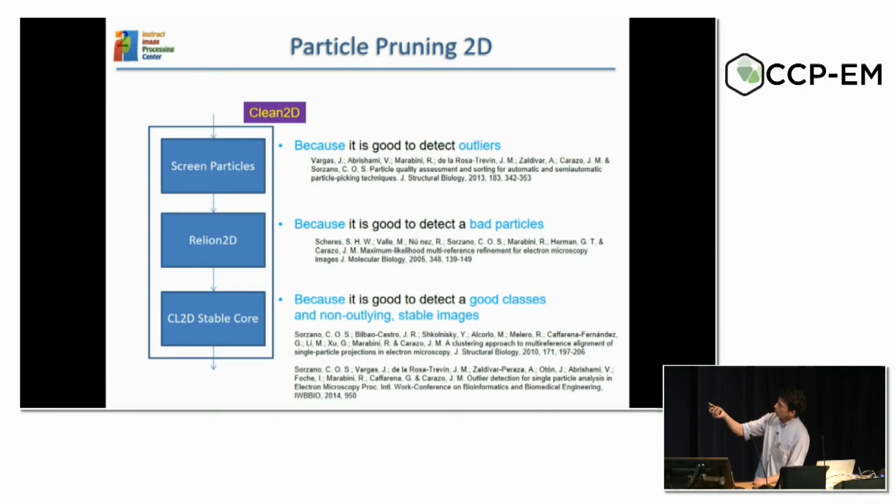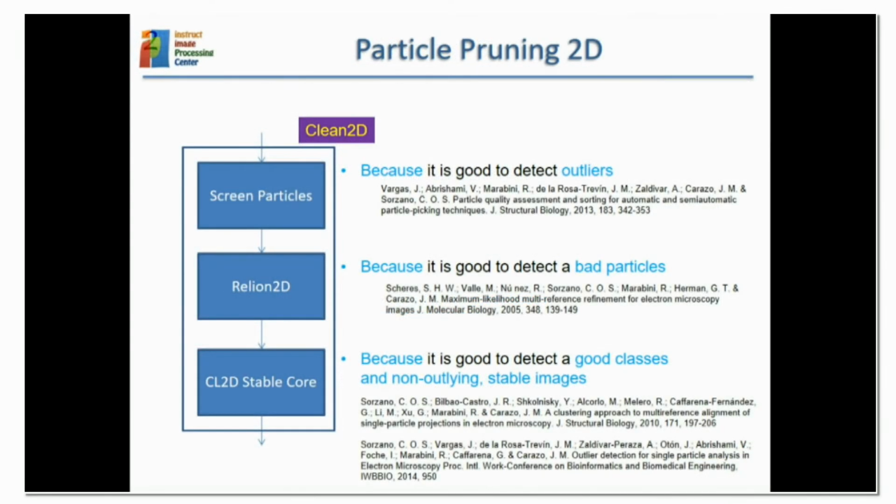So there you can start your 2D processing. For instance, you have 3 different algorithms. This one is based on very rough features of the particles. This one is based on maximum likelihood. This one is based on vector quantization. And each one has different properties.